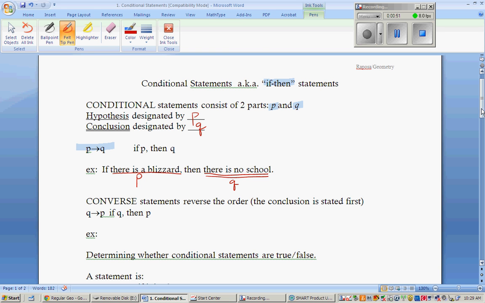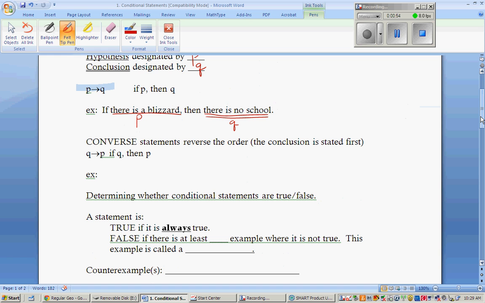So the converse is when we reverse the order. We're going to say if Q happens, then P does. So take a guess as to how we might say this original sentence, if there is a blizzard, then there is no school, in its converse order. We'd say if there is no school, then there is a blizzard. Now, for right now, do not worry about whether things are true or not. We're going to get to that in a moment.